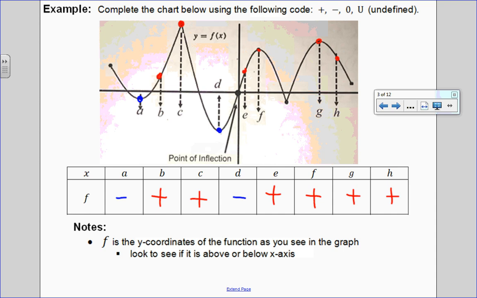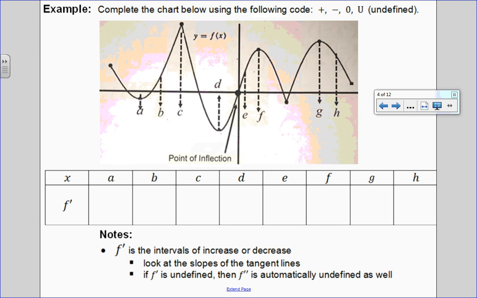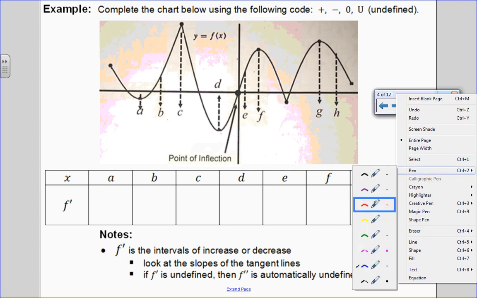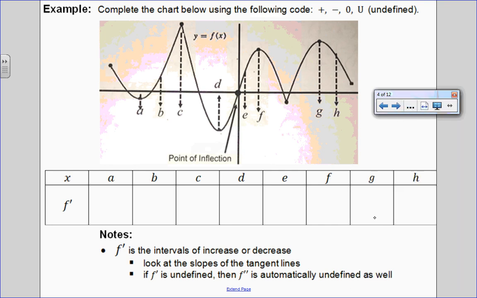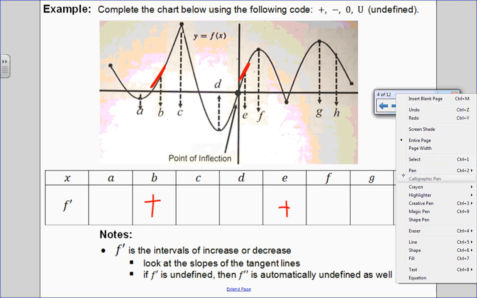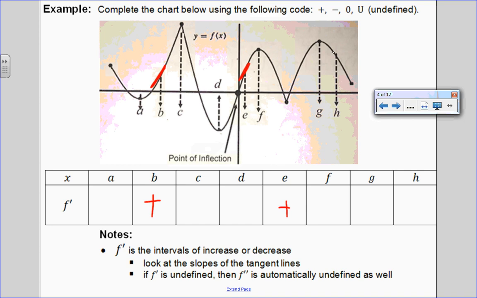Okay, same graph, let's look at the first derivative. The first derivative, again, is the slope of your tangent lines. So let's look at any point where it is positive. I see one point here, the slope is positive. Let's look at another point here, right here, also positive. I think that's it for the positives. Let's look at negative. Negative is where the slope of the tangent line is negative, so that would occur right there.